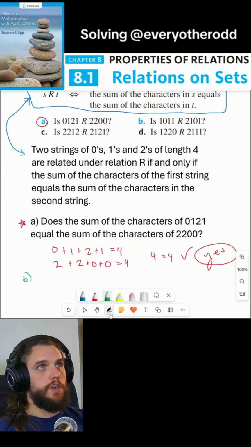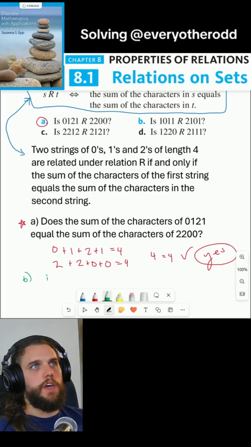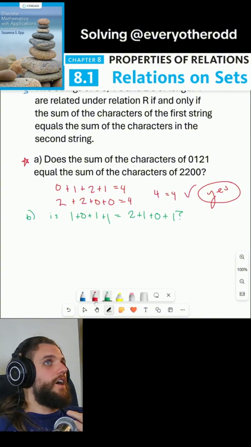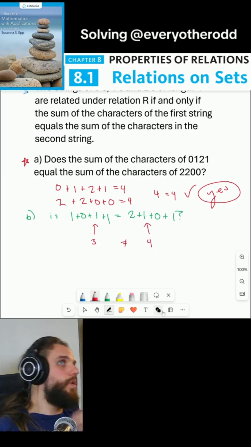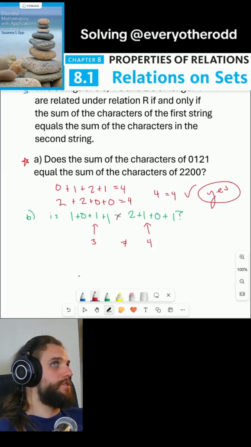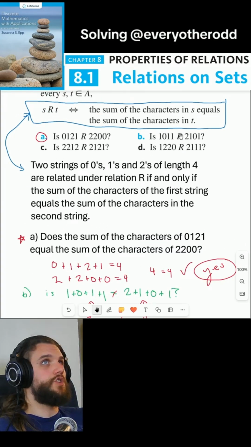Okay, part B. So is 1011 related to 2101? That's asking, is 1 plus 0 plus 1 plus 1 equal to 2 plus 1 plus 0 plus 1? That's the question. Well, that number is 3, and that number is 4, and 3 does not equal 4. So that means these two numbers are not equal, and the answer to this question is no. So these two strings are not related under the relation R.